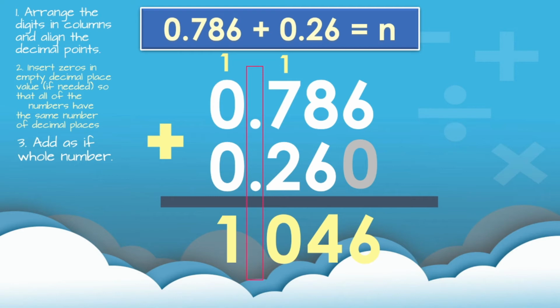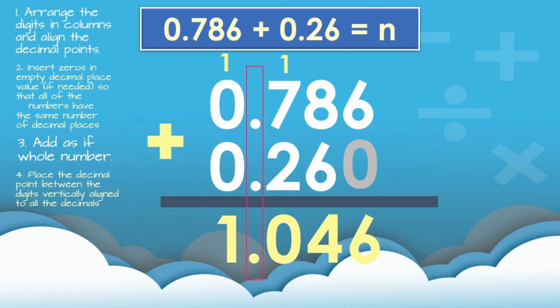Hindi pa yan yung final answer natin. Bakit? Always remember that you add a decimal number, so therefore, the answer should also be a decimal number. So, where are we going to put the decimal point? I-align lang natin kung saan nakalagay yung mga decimal point ng mga addends natin. So, itatapat lang natin sila. It says here, place the decimal point between the digits vertically aligned to all the decimals. Since nakalagay yung decimal point dyan sa may red, itatapat lang din natin sila. Therefore, our answer is not 1,046, but instead, we have 1 and 46 thousandths.